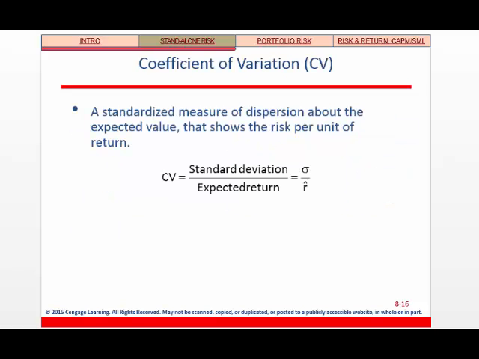Now, one important thing to look at is the coefficient of variation. It's a standardized measure of dispersion about the expected value that shows the risk per unit of return. And we'll actually talk about a couple different ways that you can look at risk and return together. This is the coefficient of variation, which has risk over return. There'll be some times where you can look at return over risk with things such as the Treynor ratio or the Sharpe ratio, which we'll get into later.